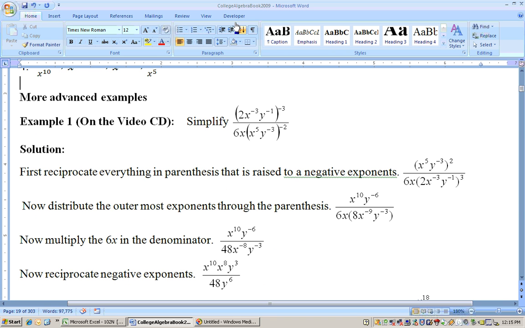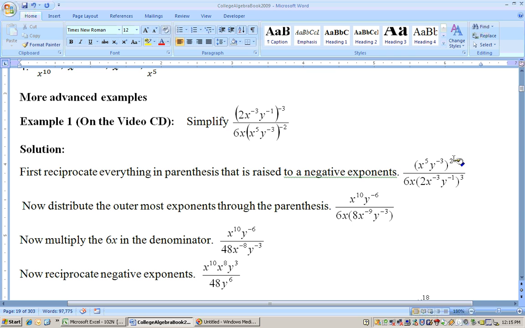Here's the problem. Now, the first thing I did is take care of the outermost negative exponents. So this exponent of negative 3 out here affects everything in the parentheses. So everything gets flipped. I'm taking care of the negative. So that whole 2x to the negative third, y to the negative 1 gets flipped down to the bottom and is now to the third power. Okay. This 6x is not affected by this negative 2, so it will stay on the bottom. But this x to the 5th, y to the negative third is raised to the negative second power, so it gets raised to the top and is now to the second power.